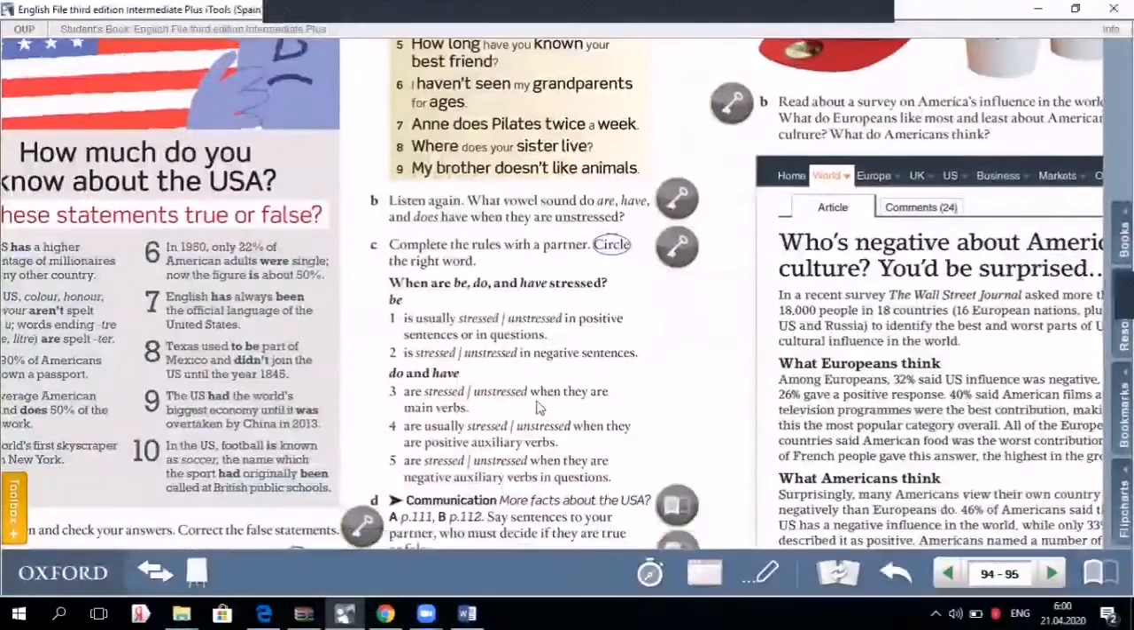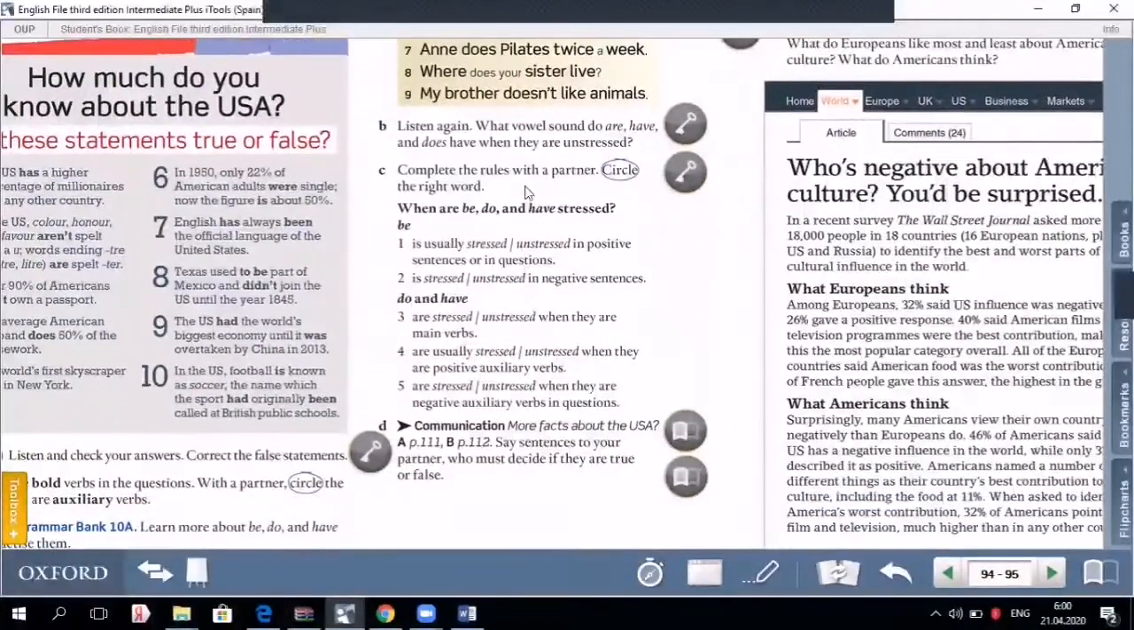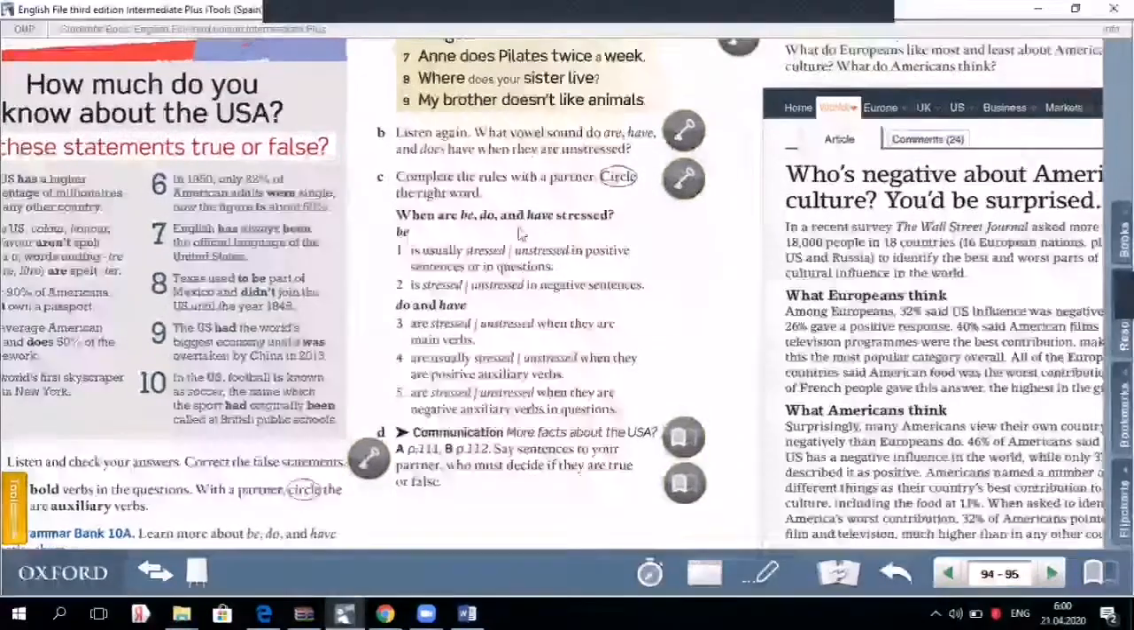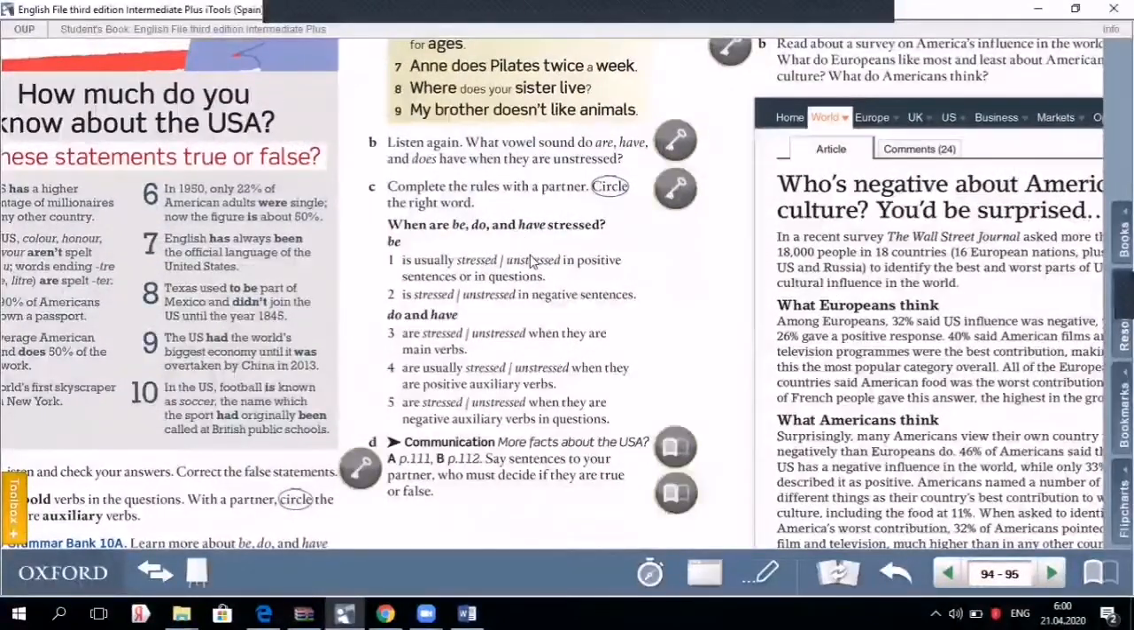So at home, you should complete these rules with your partner, okay? When be, do, and have are stressed, and when they are unstressed, as is usual in positive sentences or questions.